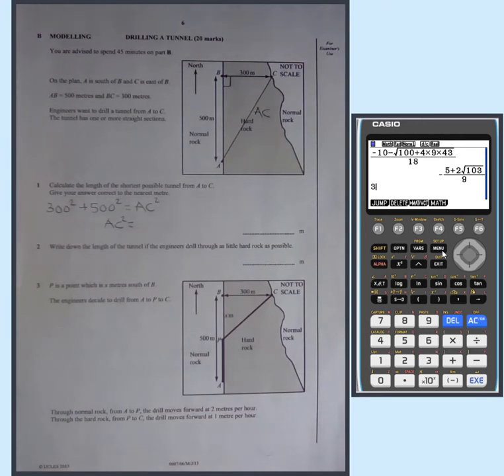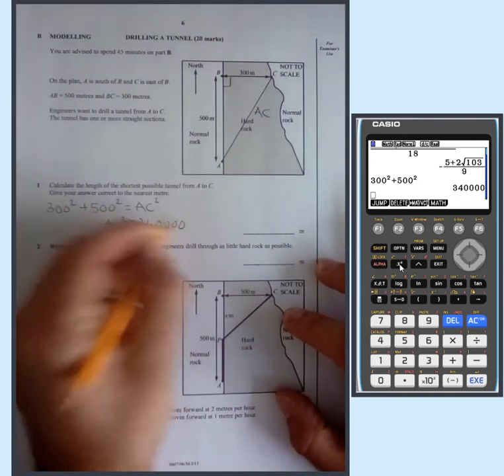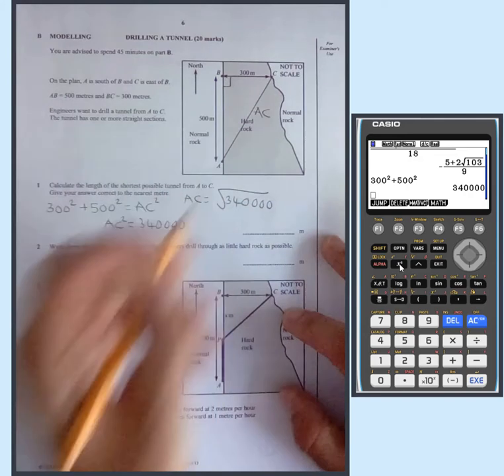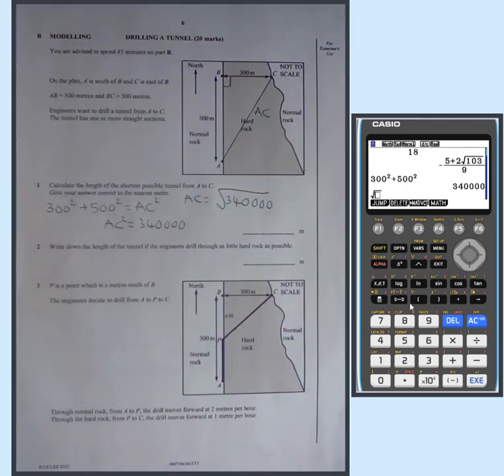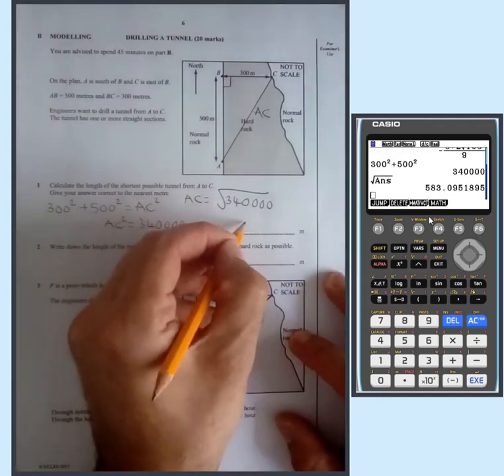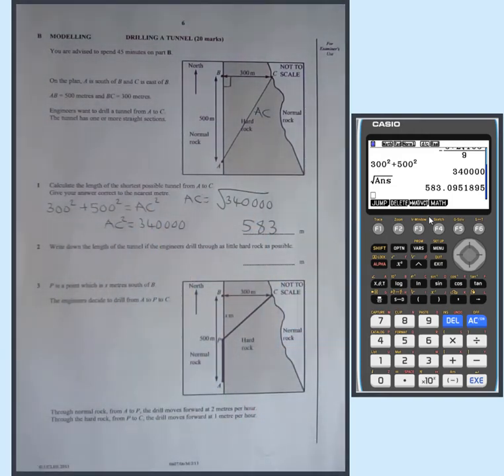Okay, we go to our calculator, 300 squared plus 500 squared. That gives us 340,000. So AC must equal the square root of that. Square root of the answer gives us 583.095. If we go to three significant figures, that is 583 meters. And it actually asked for the nearest meter anyway.